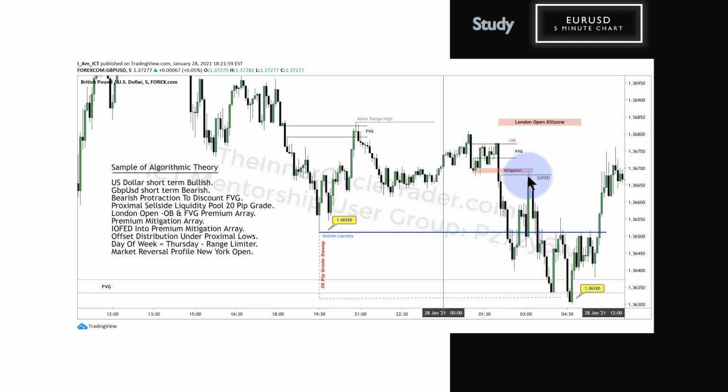So we have the premium mitigation array here, and then the institutional order flow entry drill into premium mitigation array, which is here. Remember, we're looking for the single candles that go one directional, where it begins and ends for that fair value gap, or in this case, it's a SIBI, sell side imbalance, buy side inefficiency. I don't have it on the chart because there's already too much here. And for new students, this is probably already causing your head to spin. But this is a taste of the things I'm teaching charter level members this year.